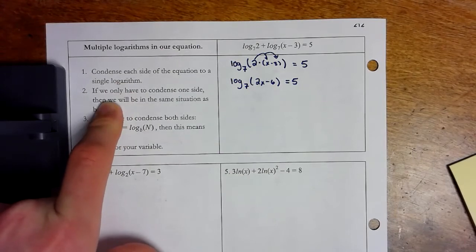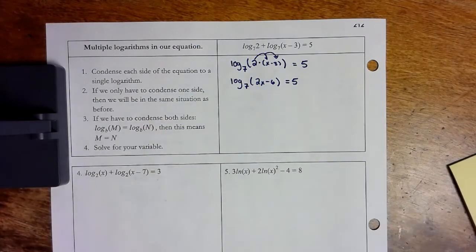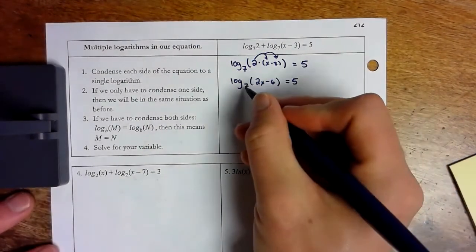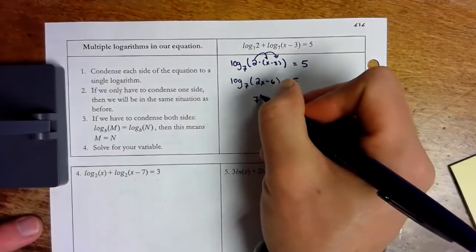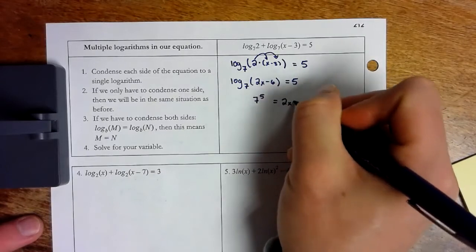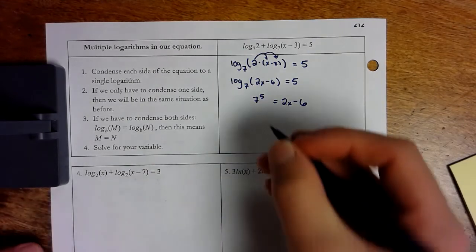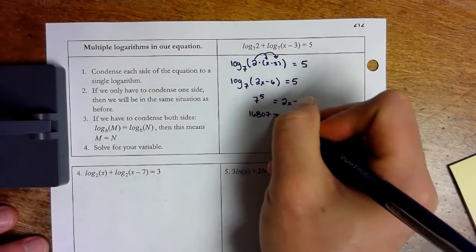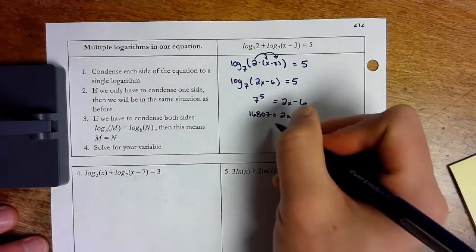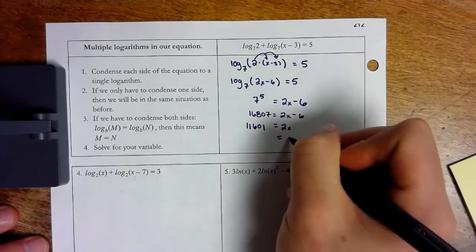Now, if we only have to condense one side, then we'll be in the same situation as before, just like we did last time. So now I can use my corresponding exponential. This is 7 to the power of 5, which equals 2x minus 6. And I can go ahead and solve. 7 to the power of 5 is going to be a large number, 16,807, equals 2x minus 6, where I can easily add 6 and divide by 2.